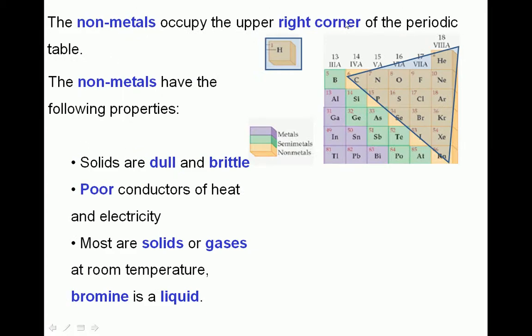So the nonmetals occupy the upper right corner of the periodic table and also include hydrogen. Nonmetals have the following properties. Those that are solids are dull and brittle. They tend to crumble and not be shiny. They are poor conductors of heat and electricity. Most are solids or gases at room temperature, but bromine over here is a liquid.